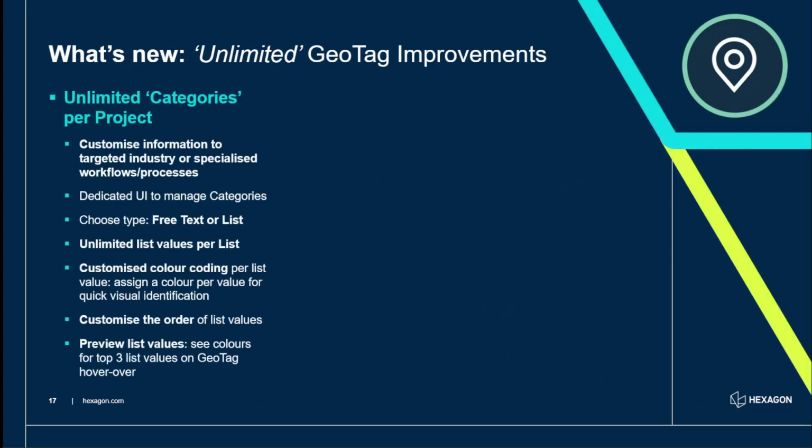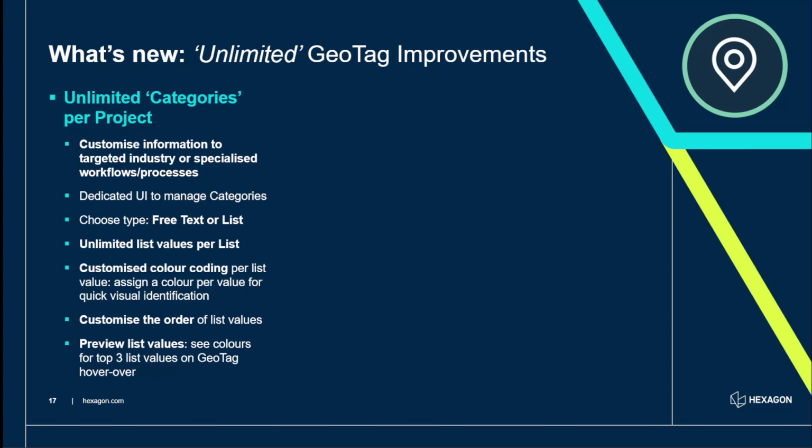So what's new in terms of unlimited GeoTag improvements? The first one is categorizations. So we now have unlimited categories per project. We have a dedicated UI to manage categories, and you can choose between free text or a list. And under the list view now, we've got an unlimited list value. So this is like, for example, you might want to put in conditions, or you might want to create object type and have all the different object types listed in there.